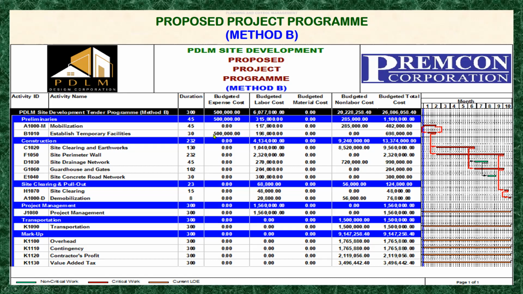So that means all the direct and indirect costs here plus the 4 markup elements here, the cost of it will be added, and it will come up to a total cost of 26,806,058. So that means our work for method B is the same as in method A, except that the method of calculating the markup cost is different, but the amount must be the same. Okay? Okay, let's move forward.